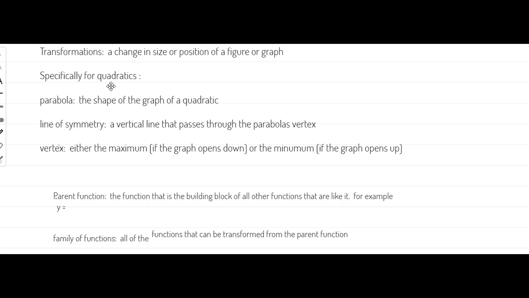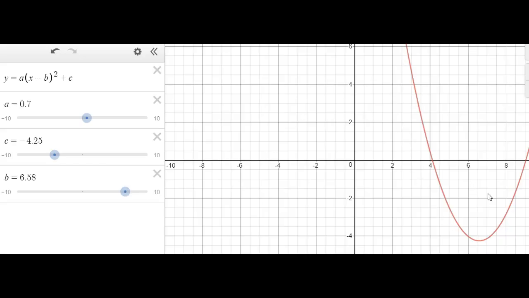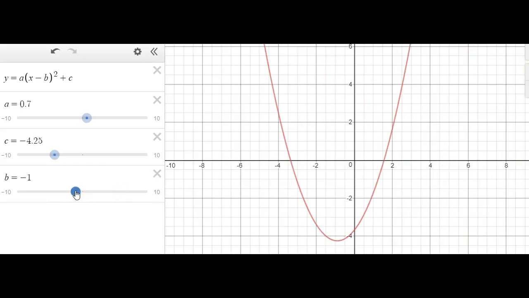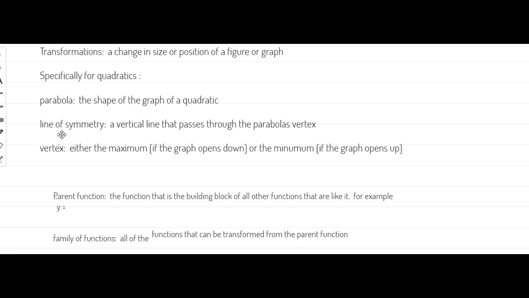Specifically, we're going to start to talk about quadratics. A parabola is the shape of the graph of a quadratic. This is called a parabola. It's a quadratic, y equals x squared plus some other stuff, but the shape of this graph, this U shape, is a parabola. The line of symmetry is the vertical line that passes through the parabola's vertex.